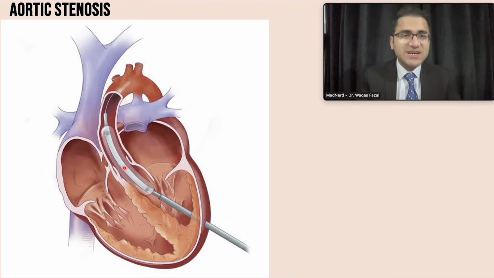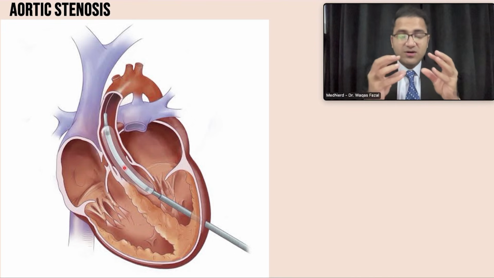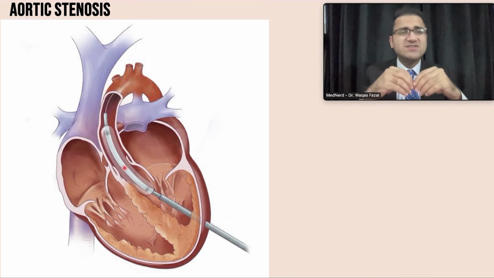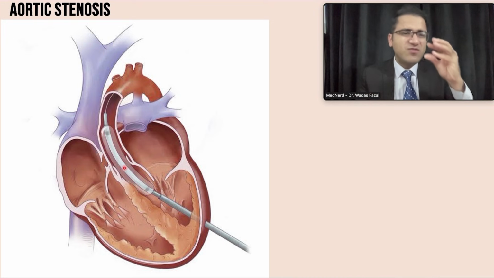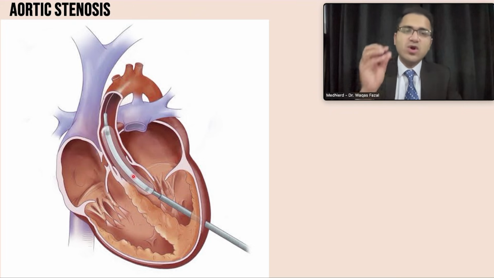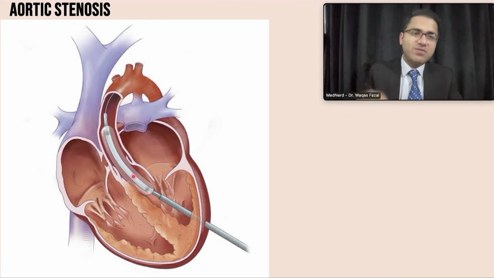This procedure is done in young people because the tissue is more elastic and there is a chance of opening up these valves. In old patients, the valves are very calcified, and percutaneous balloon valvuloplasty cannot be done in old people. Therefore, this is the procedure of young people where you inflate a balloon and open up the aortic valve.